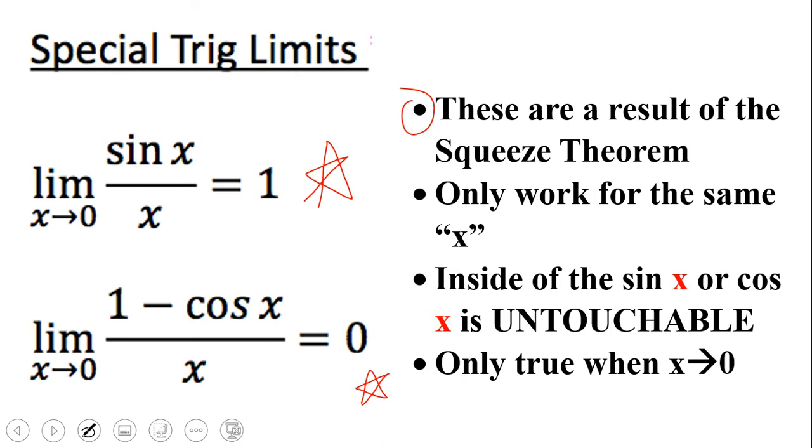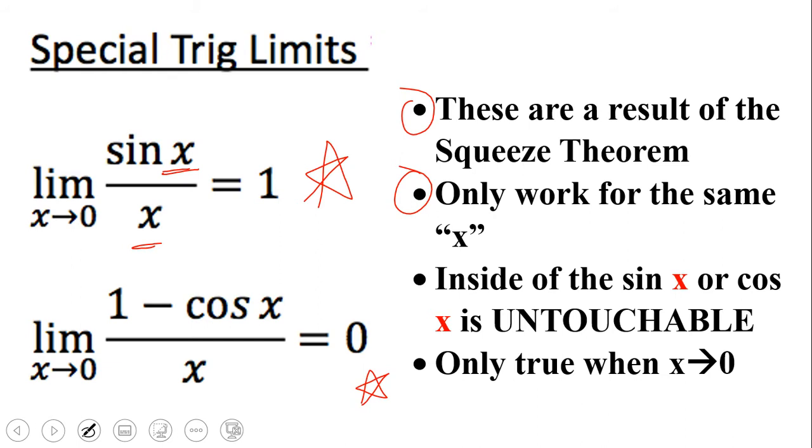But there are a couple of qualifiers that have to be true in order for you to utilize these. So I've listed them here for you. First of all, it only works if they have the same x. So what that means is that if this is a 1x and this is a 1x, then the formula is true. If this is a 30x and this is also a 30x, then the formula is true.